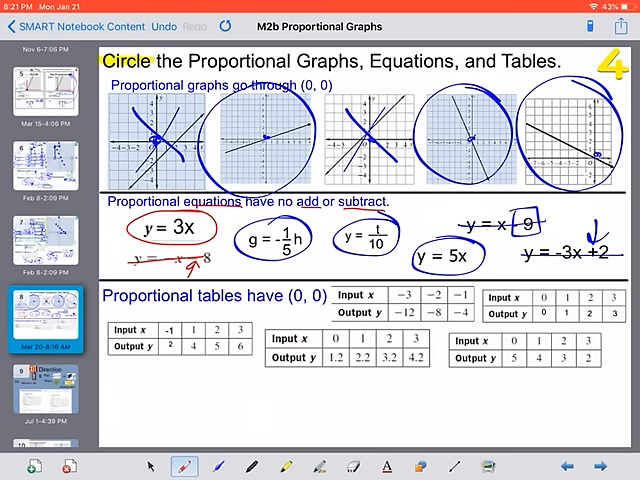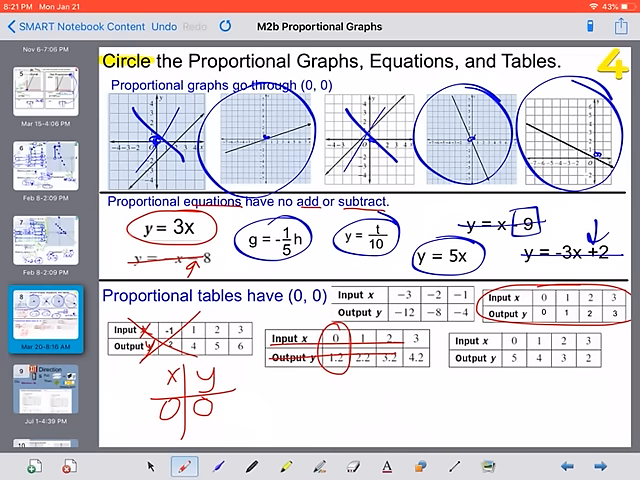Our last set here, proportional tables, have 0, 0. We looked at tables this way. Same thing here, just x and y, they're just turned to the side. This one doesn't even have 0, 0 here, so this is not going to be a proportional graph. This one has 0, 1.2. Nope. This one does have 0, 0.